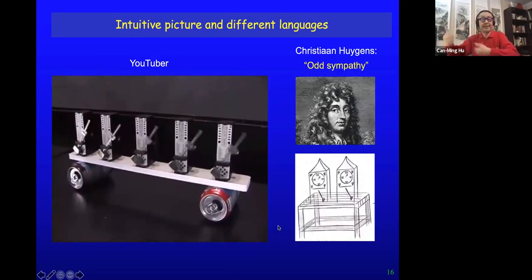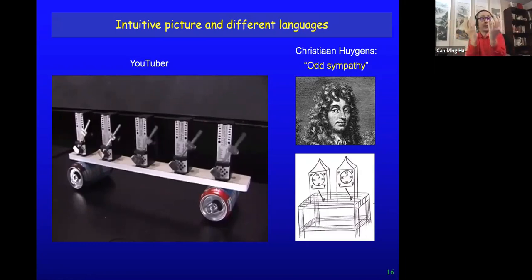Already many centuries ago, Huygens noticed this effect, and he called it odd sympathy, because he noticed that if you have two pendulum clocks hanging on the same wall, even though between these two clocks there is no interaction, somehow there is a kind of sympathy between these two clocks.